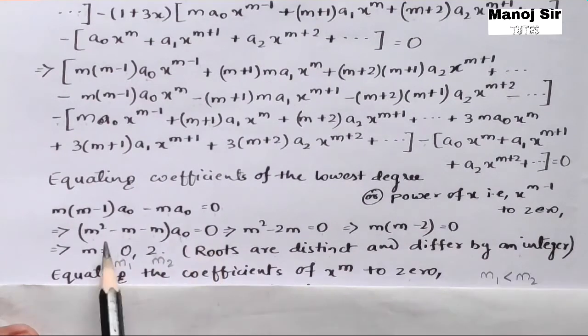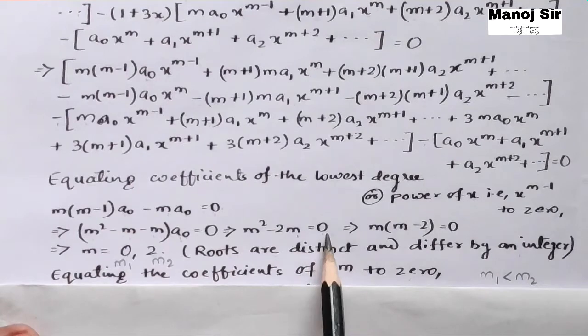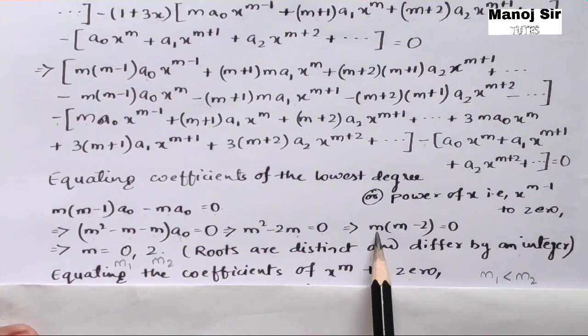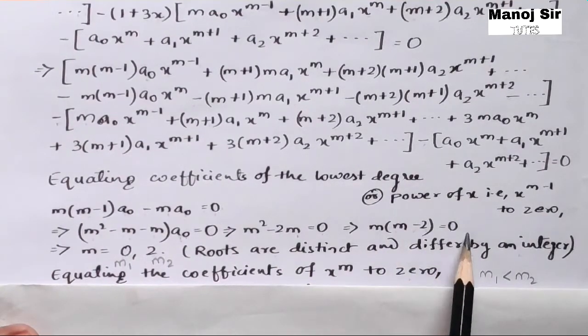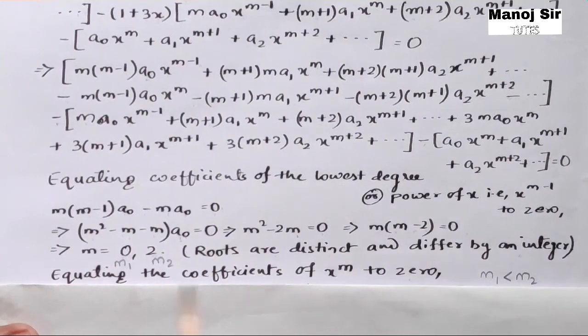Since a naught cannot be 0, we can select this to be equal to 0, that is m square minus 2m, which is equal to 0. If you take m common, you will get m into m minus 2 equal to 0. This is my indicial equation, and on solving this you will get m equals 0 and 2.